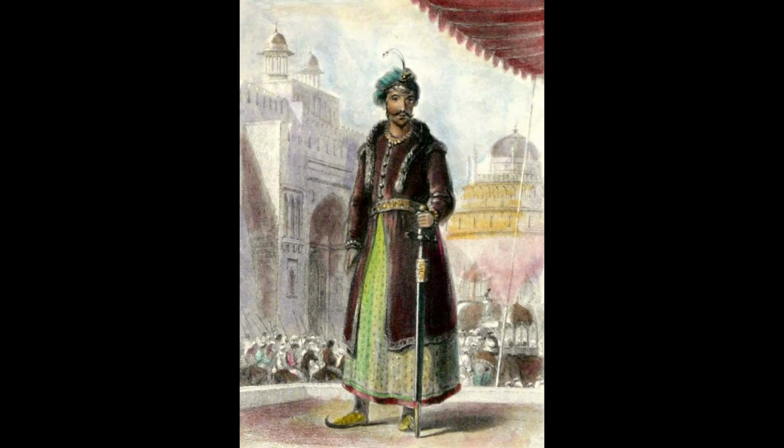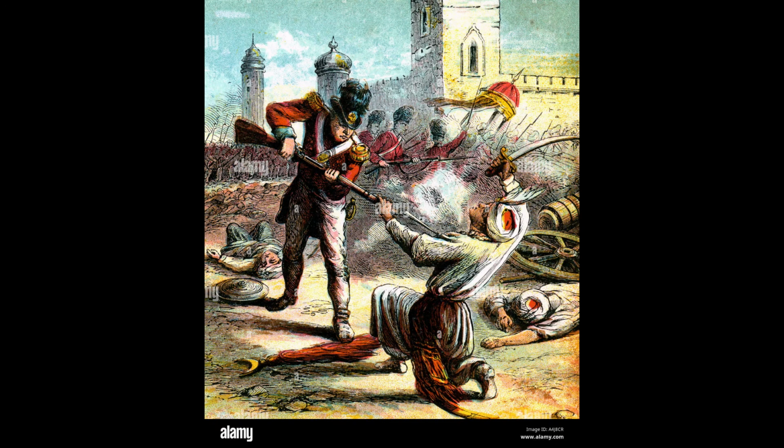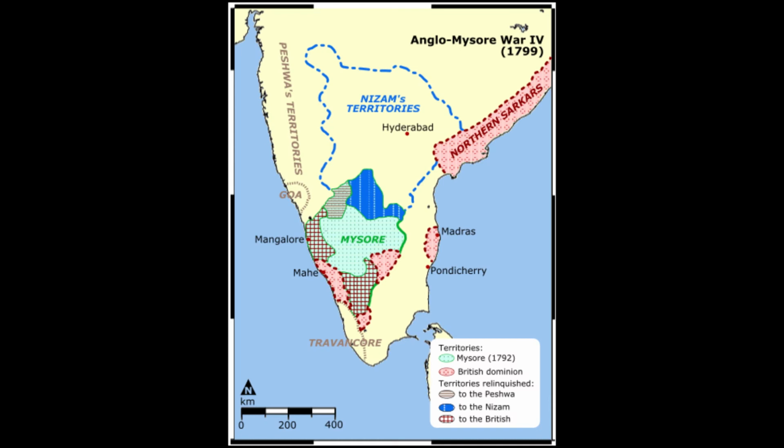This war, after fighting for 3 years, ended with the Treaty of Srirangapatnam, according to which Tipu Sultan had to surrender half of his kingdom to the British East India Company and its allies. So let's go back to the Fourth Anglo-Mysore War, and I'm going to tell you how it all started.